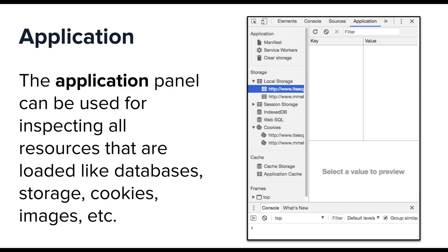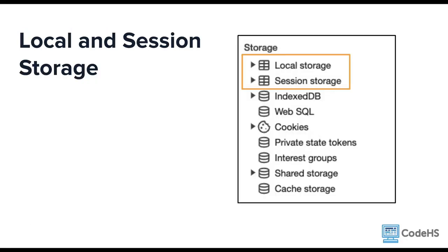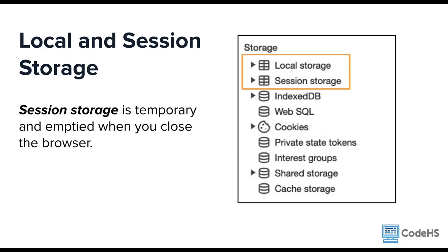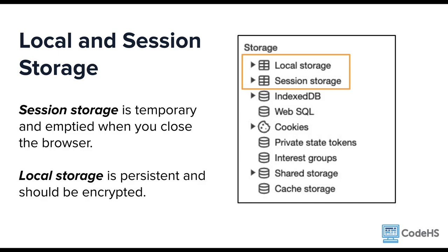The application panel can be used for inspecting all resources that are loaded, including different databases, storage, cookies, cache information, images, fonts, style sheets, and more. This sounds like it could be risky to share too much in this section. In the Application tab, you can view what is stored in your local storage and your session storage. Session storage is temporary and is emptied out as soon as you refresh your page or close the browser. Local storage holds on to the data, even if you close your browser or turn off your computer. This type of storage poses a higher risk. Data stored in local storage should be encrypted.